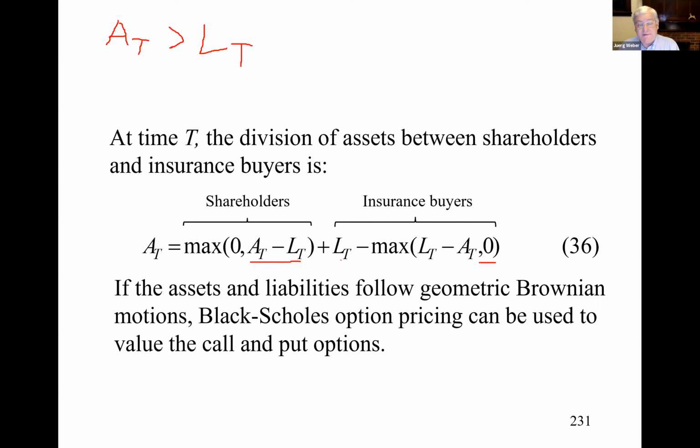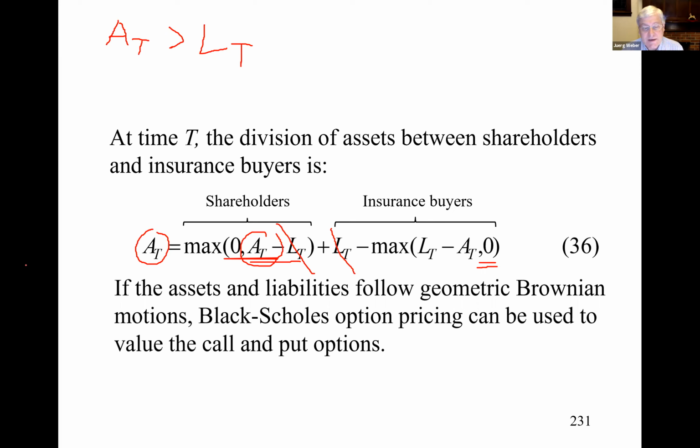So what we have here is minus LT plus LT, that drops out. This here will be the zero. And so we just have AT, and that's the AT on the left side. So the equation makes sense when the insurance company is solvent.